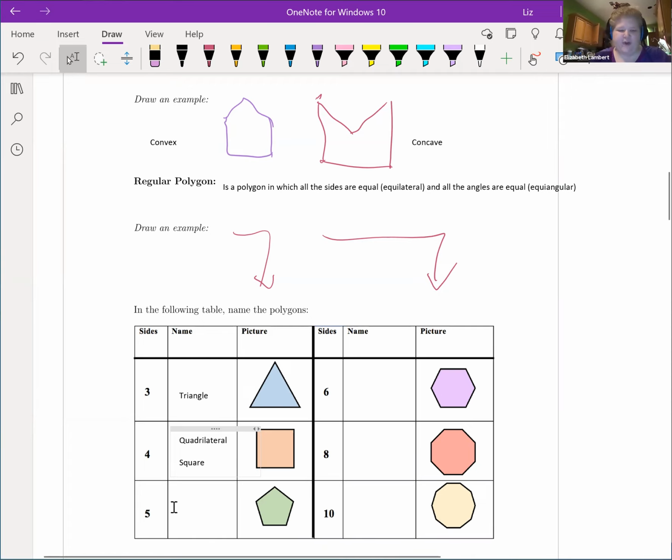Now down here for our 5-sided figure, this is a pentagon. 6-sided figure is a hexagon. And then we know our good old-fashioned stop sign, octagon.